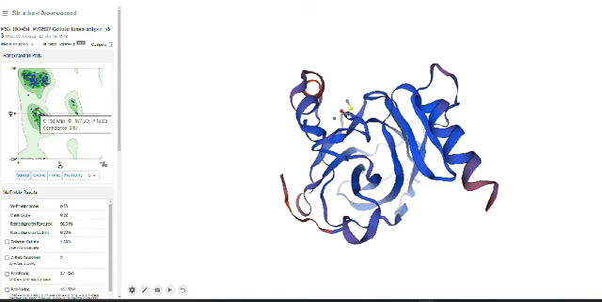And these red colored outliers, or residues outside the allowed regions, might be errors in the model, or they may represent an unusual or strained conformation in the protein. So these need a closer inspection to ensure they are biologically meaningful or need any adjustment.